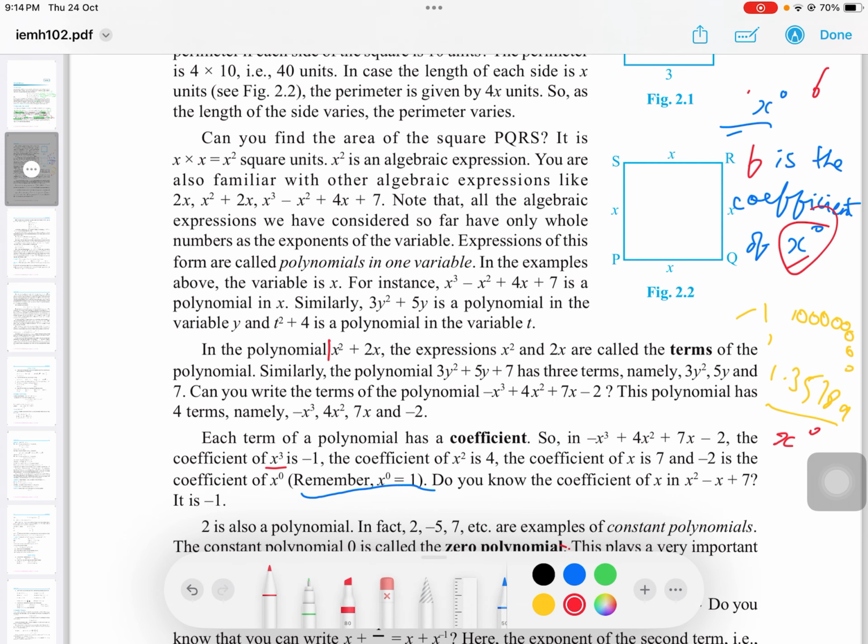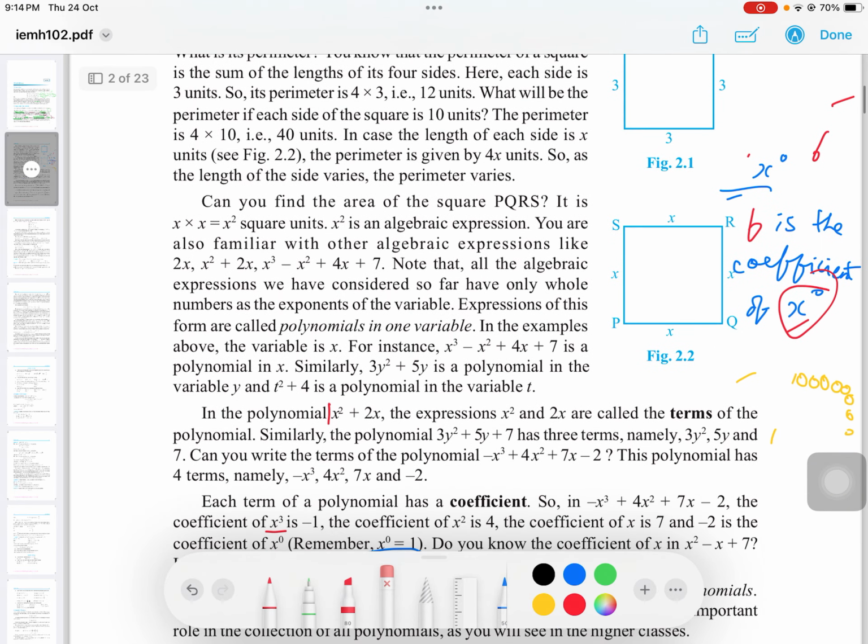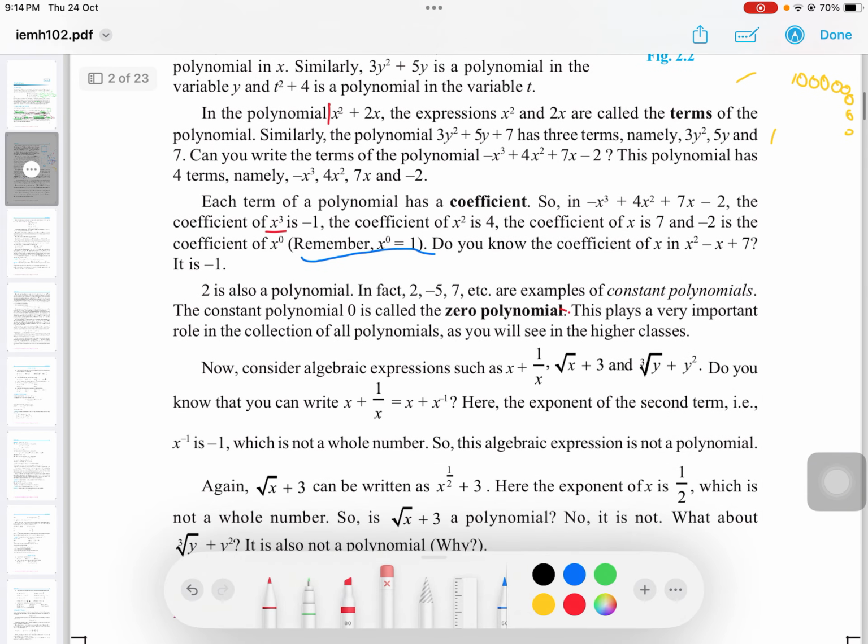Okay, so I'm going to clear this. Okay, looks like we have more space here. Okay, so that is what they are also saying.